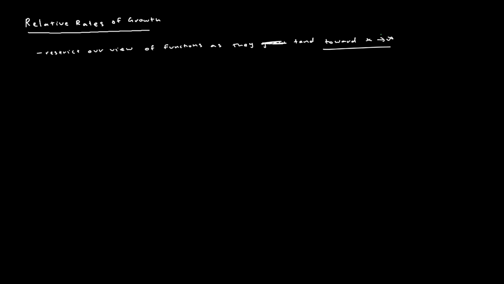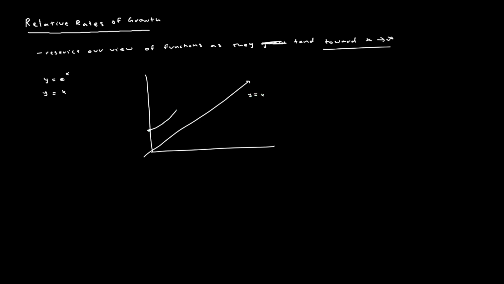And what I mean by grow faster than others, you might have already experienced, let's say we have y is equal to e to the x and we have another function y is equal to x. If I were to graph out y is equal to x, that would look something like this, whereas y is equal to e to the x would look something like this, right?